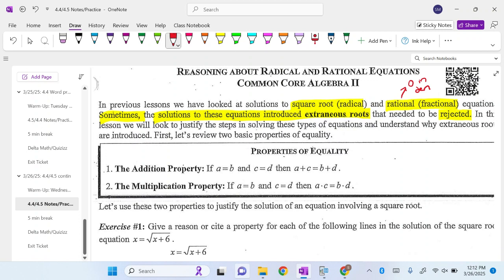What's the one thing we can't have underneath a radical? We can have zero under a radical. Square root of 0 is 0. A negative, because it creates an imaginary number. So if we're trying to solve something, we don't want imaginary numbers. So an extraneous solution would be if we get a negative under the radical.